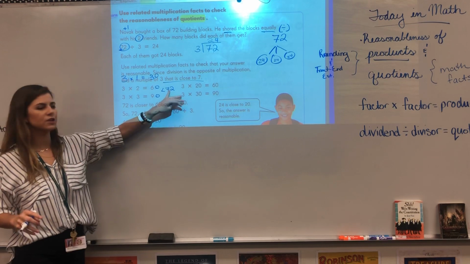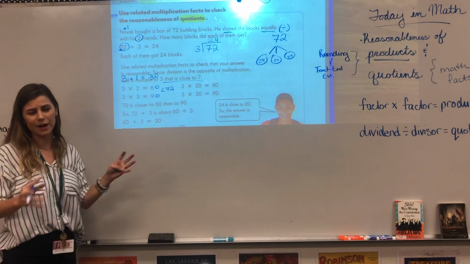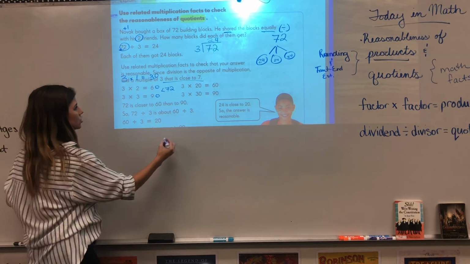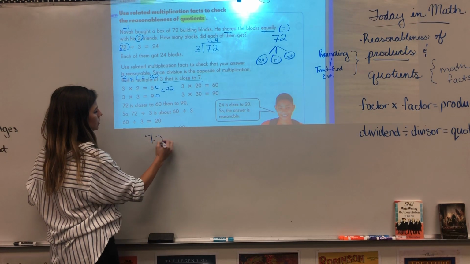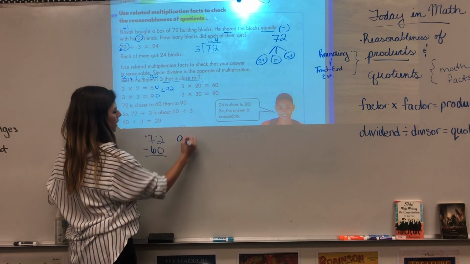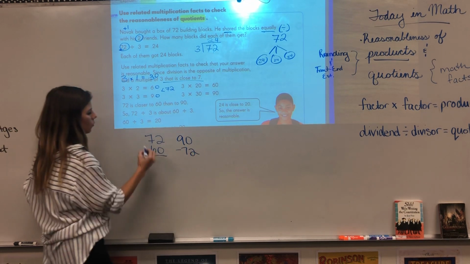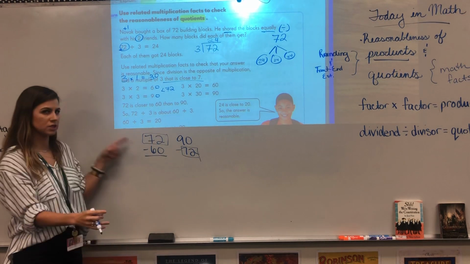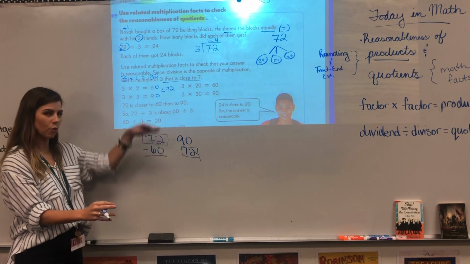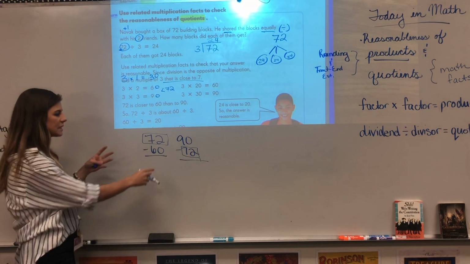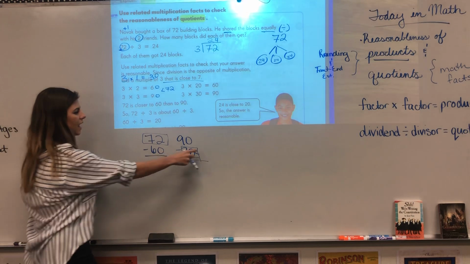Now, which one is 72 closer to? If you can't figure it out just by looking at the number, what you need to do is subtract. You would need to do 72 minus 60, and 90 minus 72, to figure out which one 72 is closer to. Always put the bigger number on top. We're finding the difference, how far away it is from 60 and how far away it is from 90.